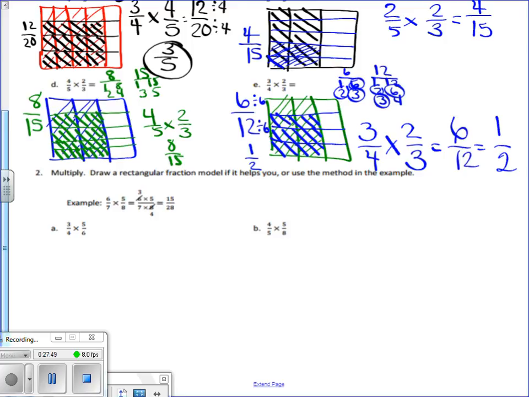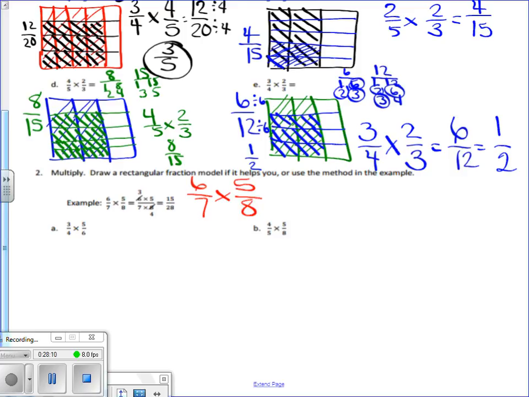And I know a lot of you don't like it. It just really messes you up. But you do have to know how to multiply. So with this one, I'm going to do the example and go through it, and then we'll step out for lunch. So 6/7 times 5/8.